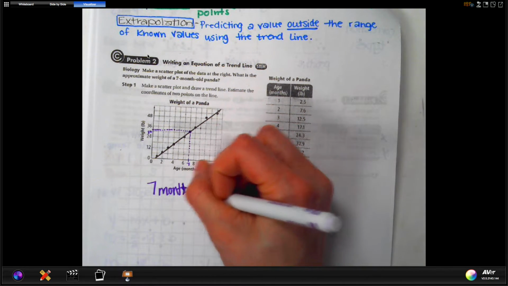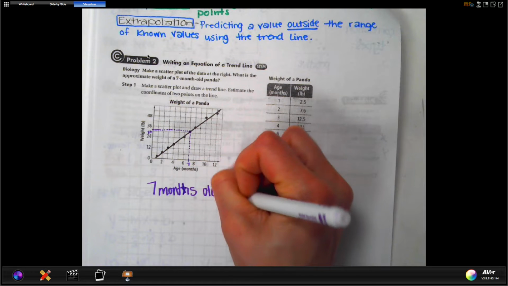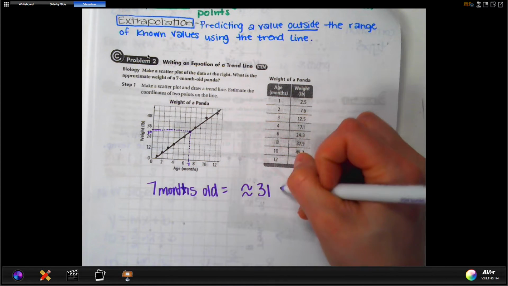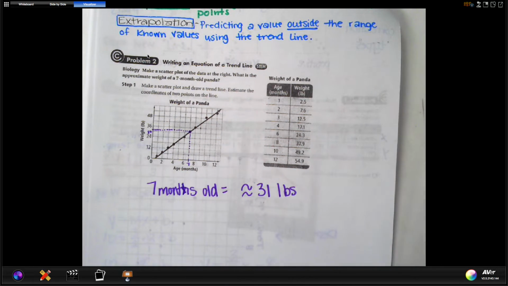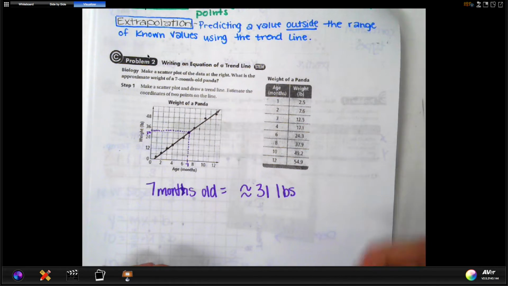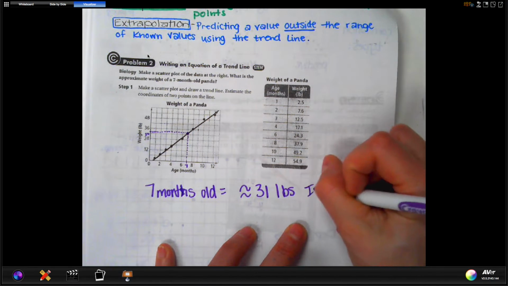31. About 31 pounds. Okay, would this be interpolation or extrapolation? This is interpolation because it was in the data that we talked about. So this is interpolation.